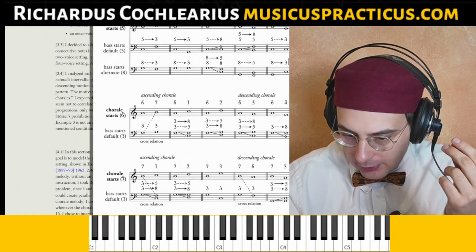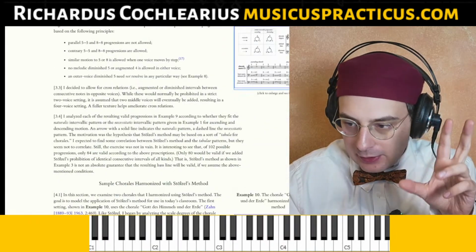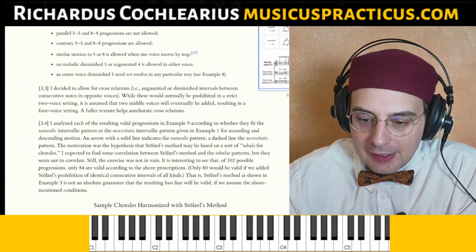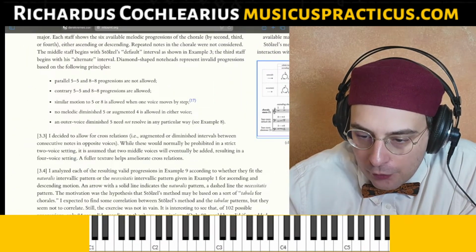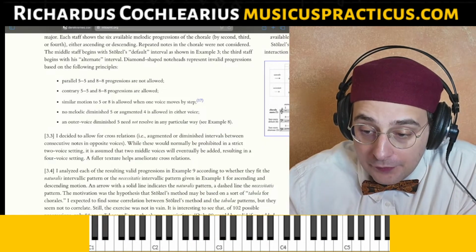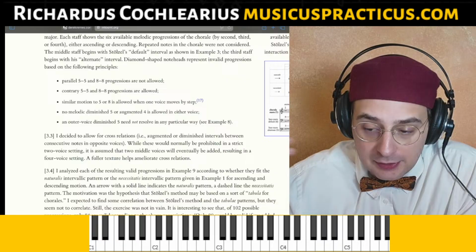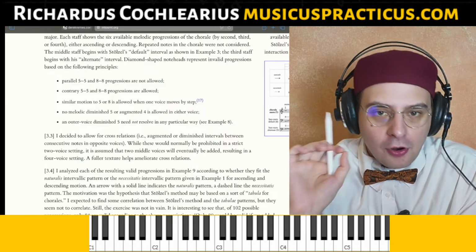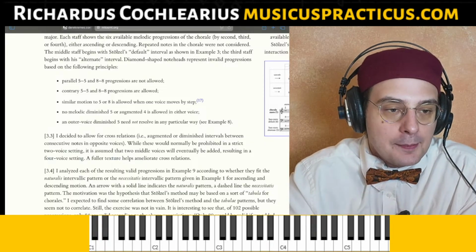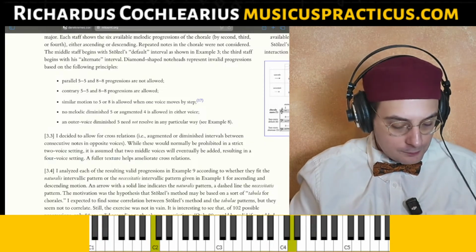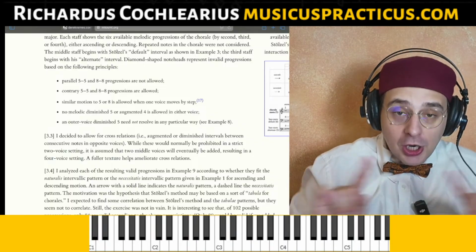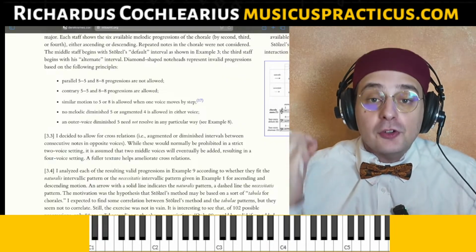Nothing so special related to Stölzel himself. So, of course, parallel fifth and 8 progressions are not allowed. Contrary fifth and 8 progressions are allowed. Many times people say, but these are parallel fifths. No, they are contrary motion fifths, so they are okay.